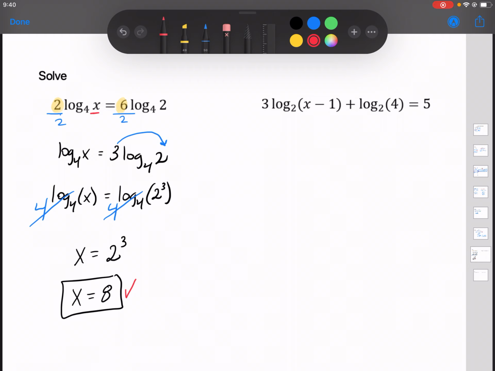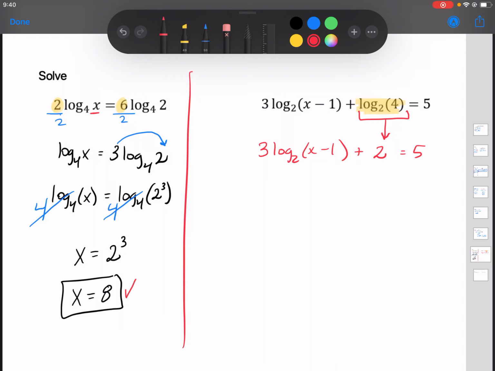So let's go ahead and do another one. Careful, because it's not like we always have to use the condensing rules. We could right here, but if you recall last time, one thing I always tell you to do is if you see a log with no variables, please simplify it down first. So log base 2 of 4 is the same thing as 2. So we have 3 log base 2 of x minus 1, plus 2, is all equal to 5.